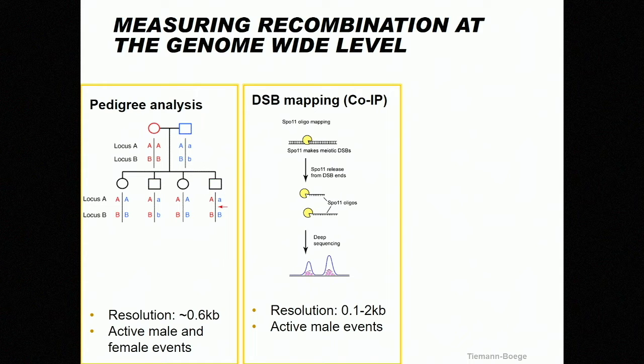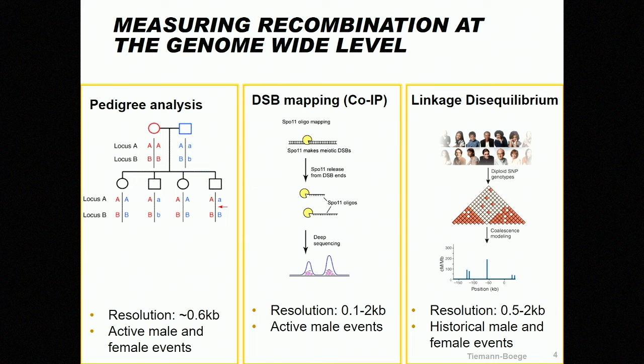But unfortunately, we only have a SPO11 map for yeast and for mice, not for humans. Although we do have DMC1 double-strand break maps for humans.